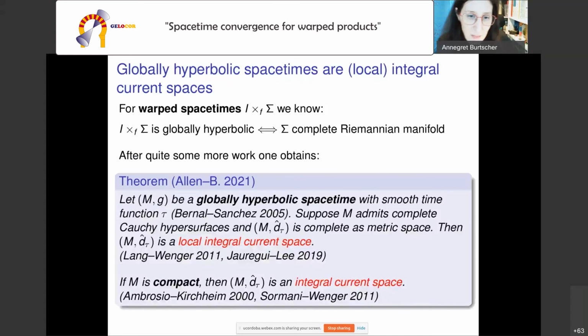And so this is a result that we obtain using this orthogonal splitting of Bernal and Sánchez, where we have this time function. Then we assume that we have these Cauchy hypersurfaces which have a complete metric, and the whole space as well is complete. Then we can show that in this case we get a local integral current space. And again, if you assume completeness, you can obtain an integral current space. Okay, so I'm not going into detail with the proof of that because we are only interested in warped products, but I just want to say that you can actually obtain this integral current structure also in a more general case.